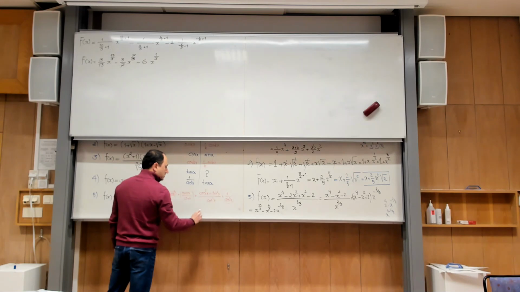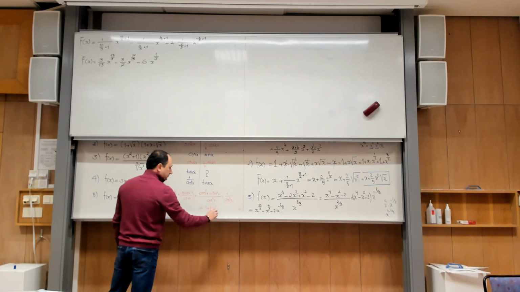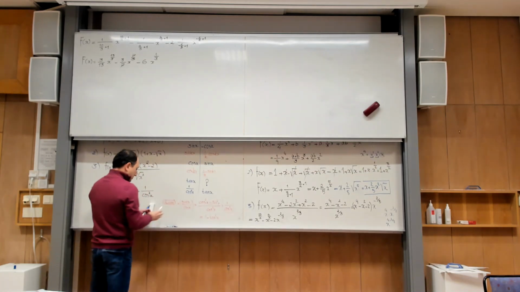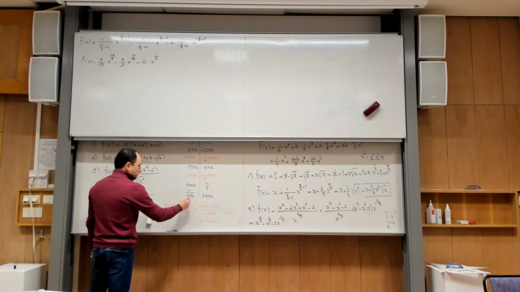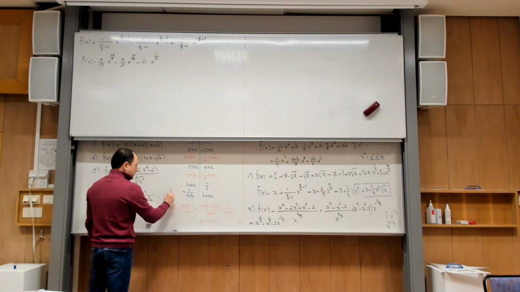And I told you it's also very good to know that 1 over cosine squared is 1 plus tangent squared. So let me just write this one as well. You can use this one, or you can use its equivalent form.